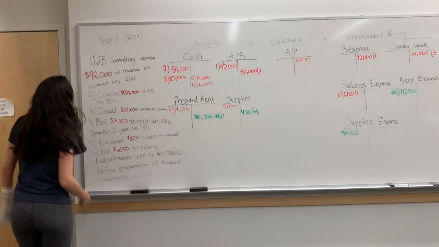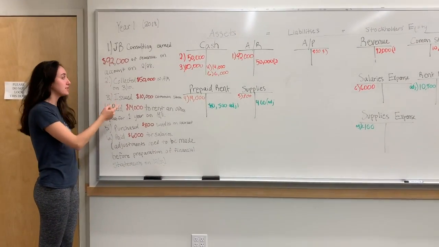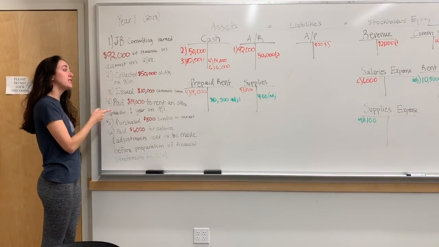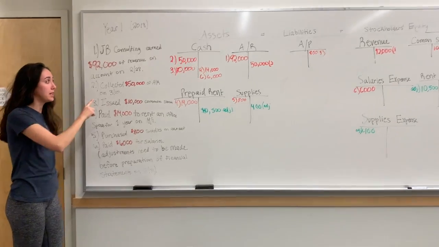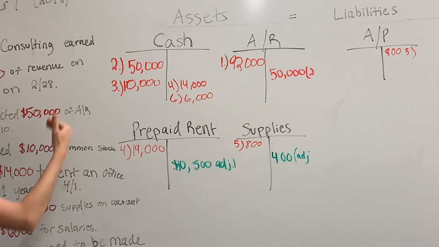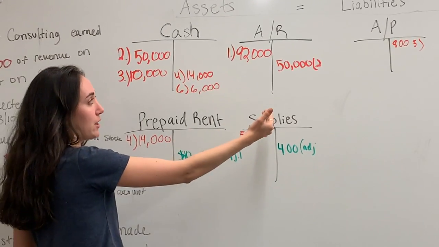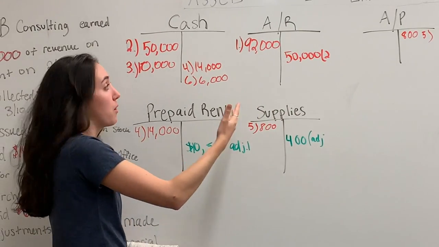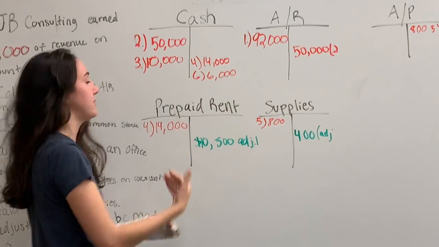So next we have our second event, and this one we're just transferring between assets. It's collected $50,000 of accounts receivable on 3/10. So here we're just going to do $50,000 on the debit side of cash because we're getting cash, even though we already earned it. And then we're going to credit accounts receivable because now we don't have that $50,000 anymore that we're going to receive, we already received it.